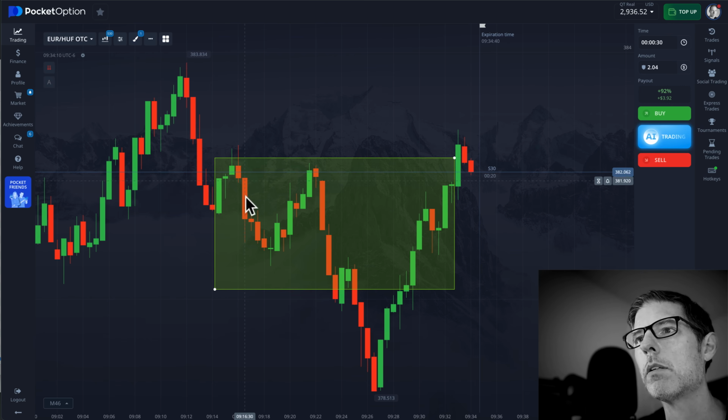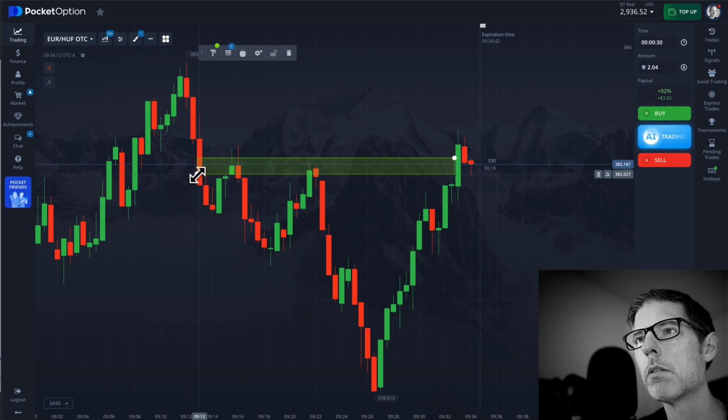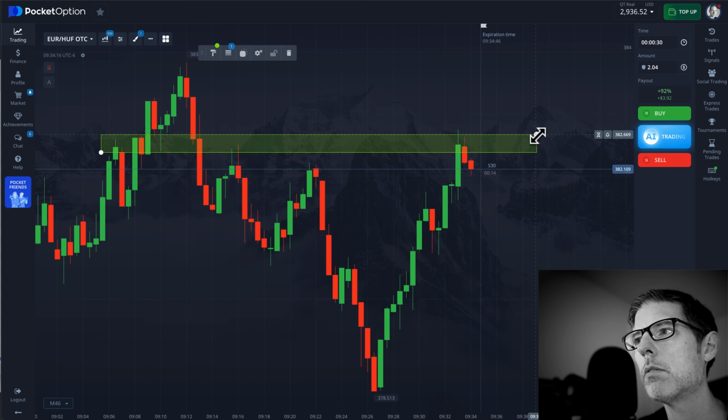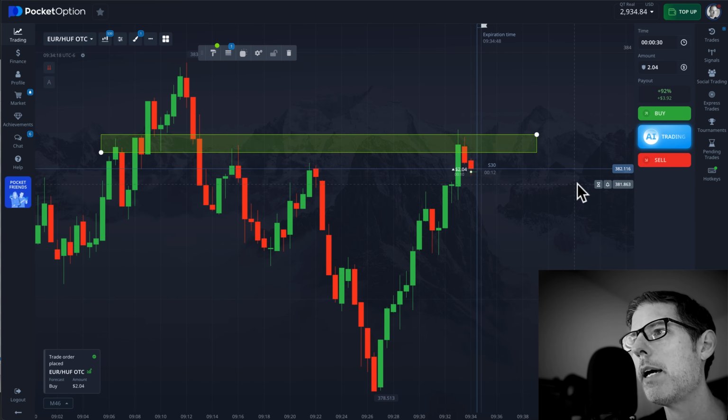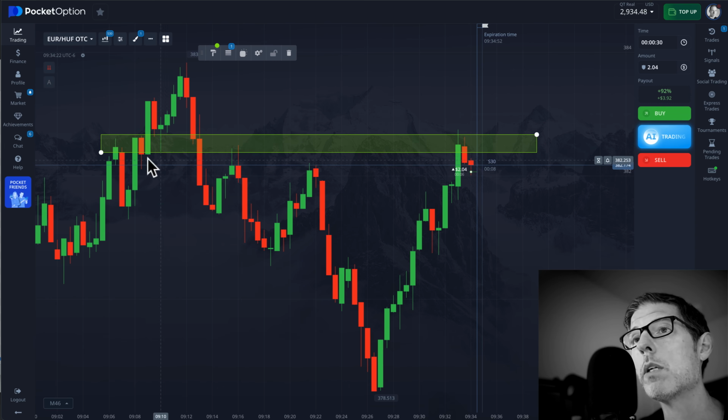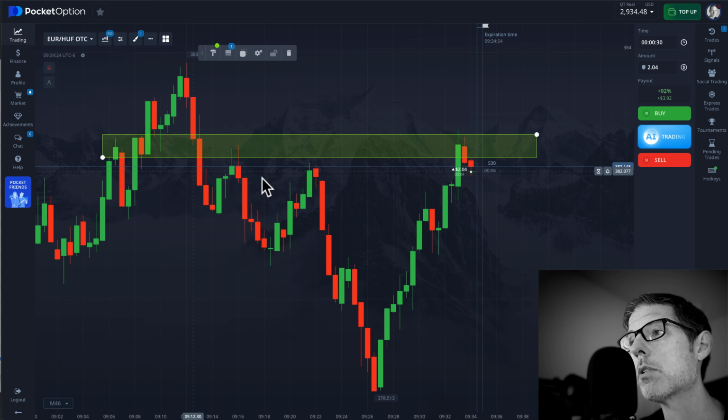Grab that rectangle and just position that. Look at that. Do you see it reject? Let's go in. AI trading. Ooh, AI trading says to go long, so it wants to buy. Interesting. I don't think I would buy there, though.